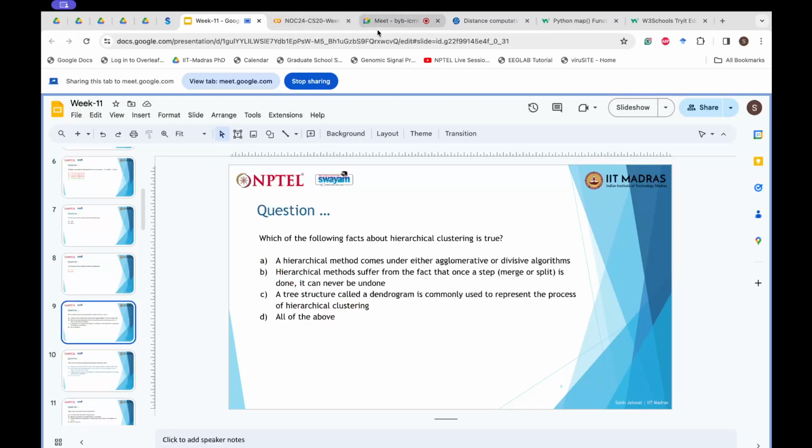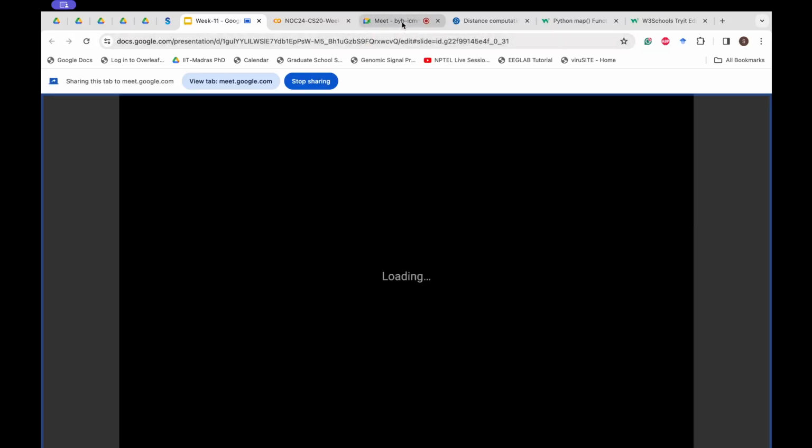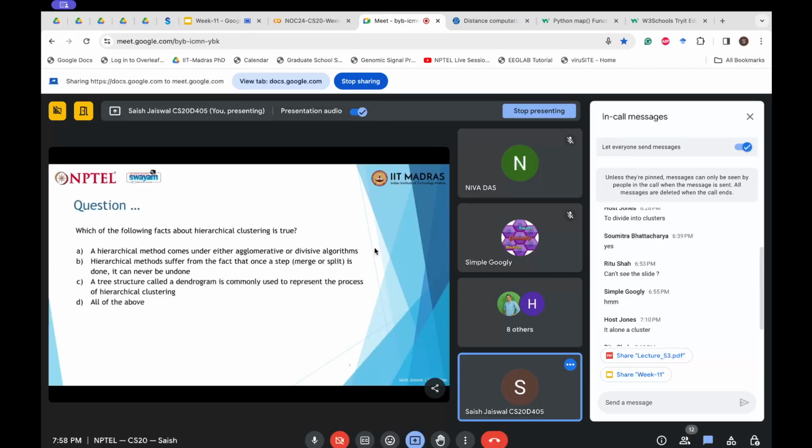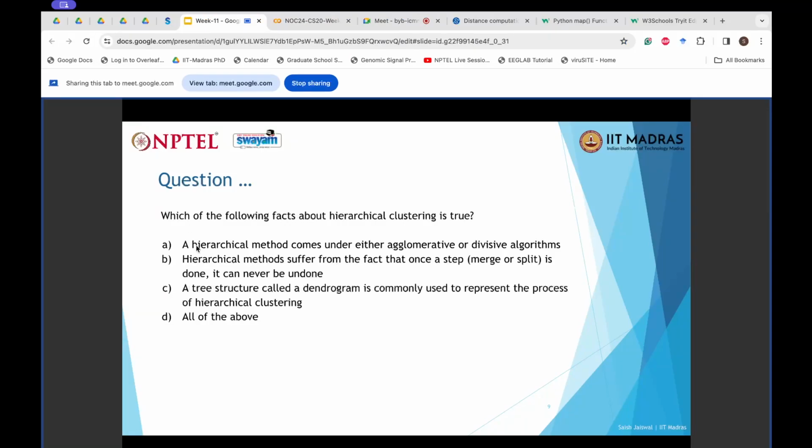Next question, which of the following facts about hierarchical clustering is true? By the way, a dendrogram is nothing but that tree structure that I made, so that is also called a dendrogram. Yeah, so the correct answer is D. Hierarchical clustering methods come under either agglomerative or divisive, that we saw just now. Hierarchical methods suffer from the fact that once a merge or split step is done, it can never be undone. Yes, true. A tree structure called a dendrogram is commonly used to represent the process of hierarchical clustering.